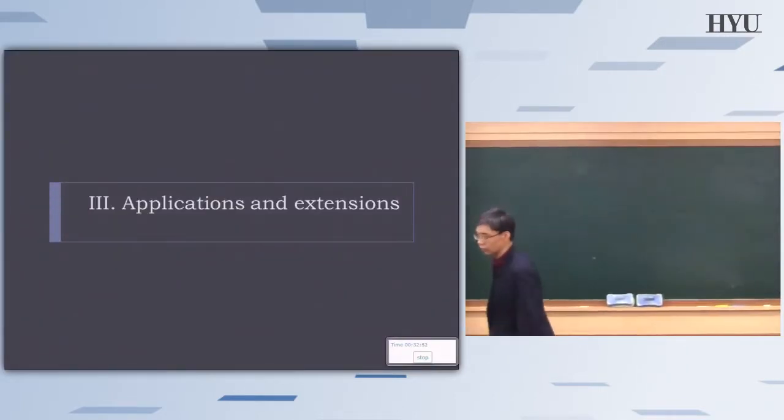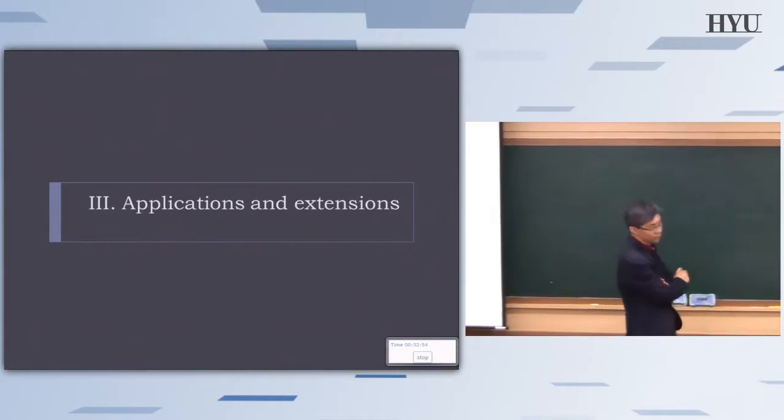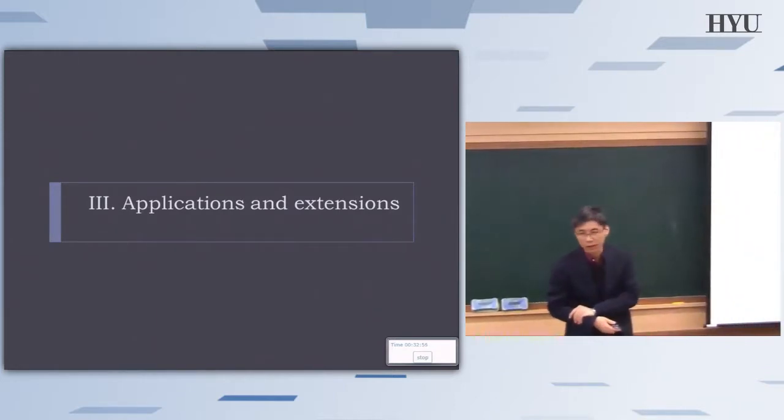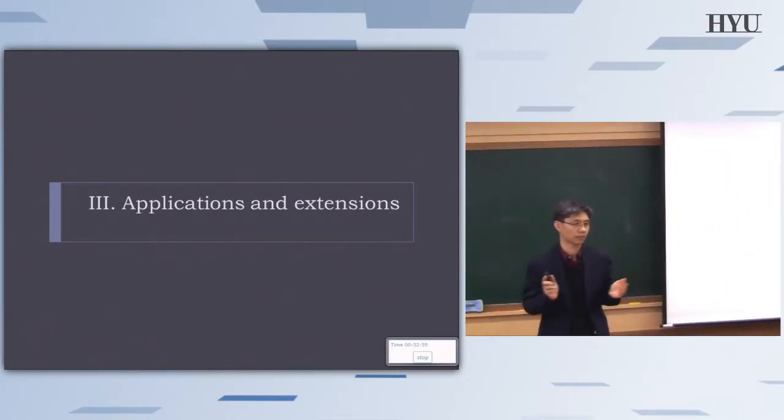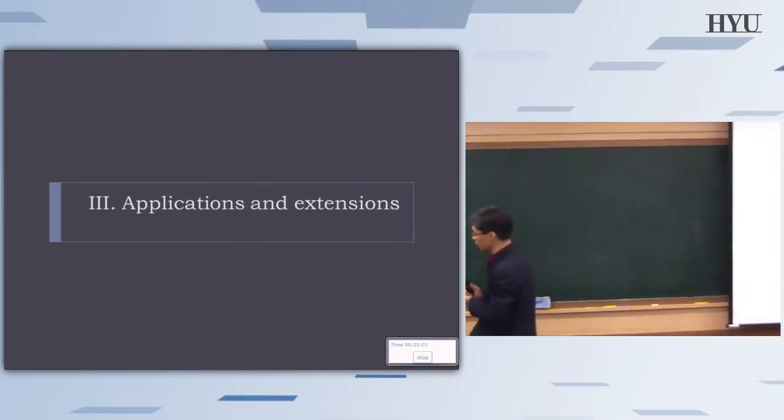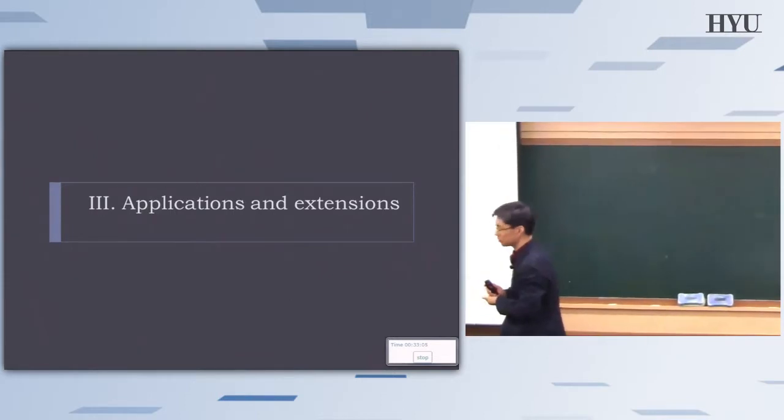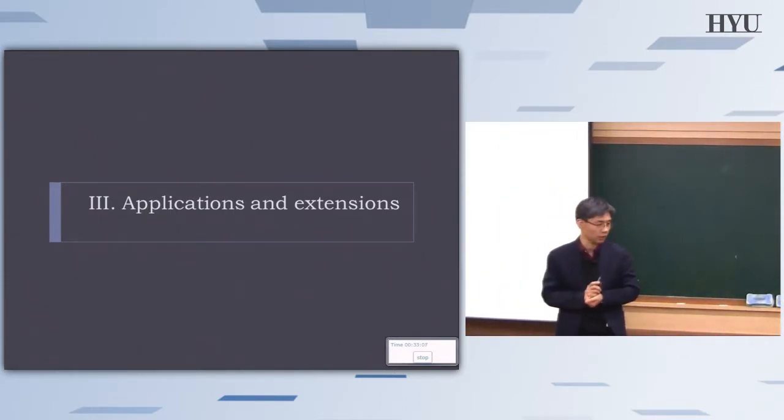Okay, now so far we have covered the basics of labor supply using the work-leisure choice model. So we have studied the very standard type of work-leisure choice model. Now let's do a little bit of applications and extend our basic model.